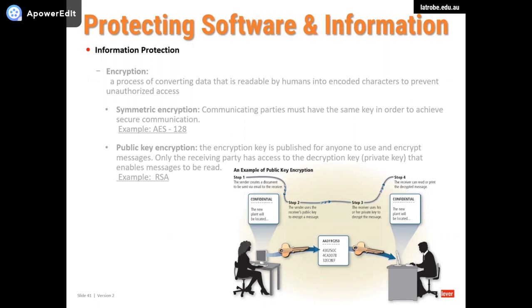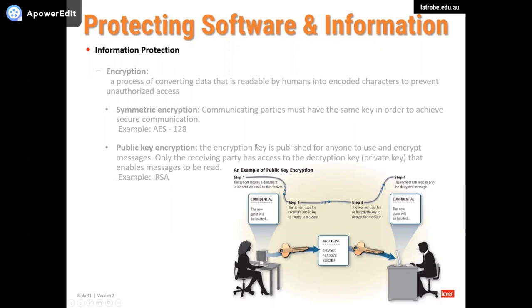For public key encryption, the encryption key is published for everyone to use and encrypt the message. And only the receiving party has access to the decryption key, which is called a private key, that enables the message to be read. For example, the RSA encryption algorithm.